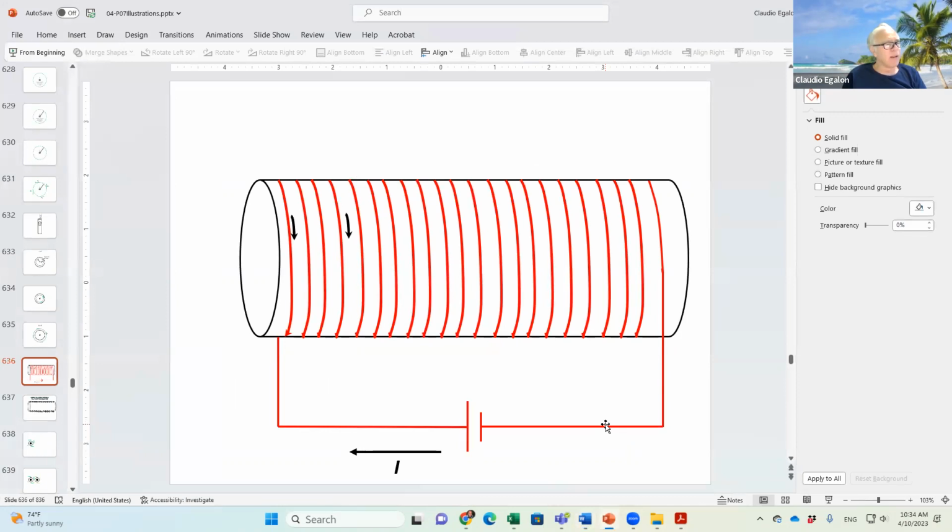Here you go. That's how my solenoid looks. You get a tube, you get a bunch of wires, wind it around it, and connect to a battery. Without the battery, there is no magnetic field. The current flows in this direction. And I want to know what the magnetic field is going to be outside the solenoid and inside the solenoid. Okay, what you're going to find out is a very interesting result.